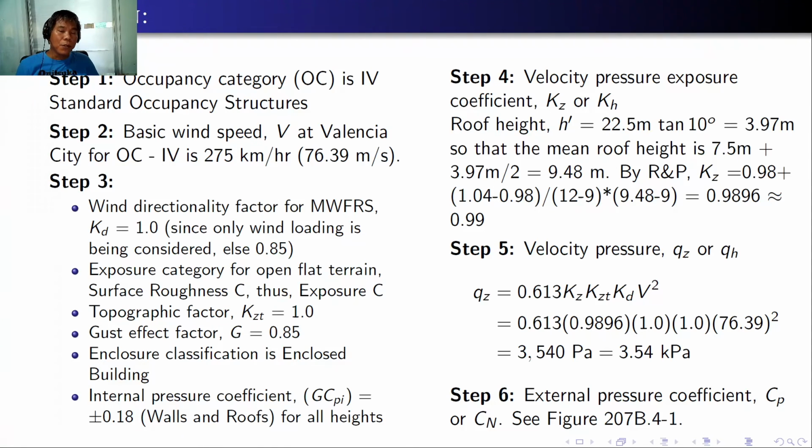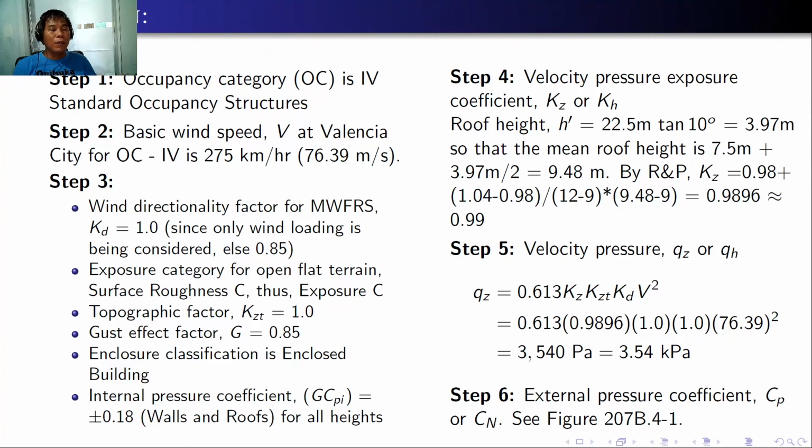So here is the solution. We have to follow the 7-step procedure. For step 1, we have to determine the occupancy category. Since it's a warehouse, it's occupancy category for standard occupancy structures, and the basic wind speed at Valencia City, as we determined earlier, is actually 275 km per hour. That's around 76.39 meter per second. Again, remember, do not forget to convert the basic wind speed into meters per second.